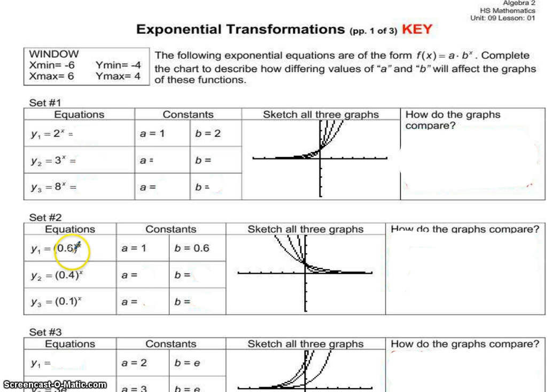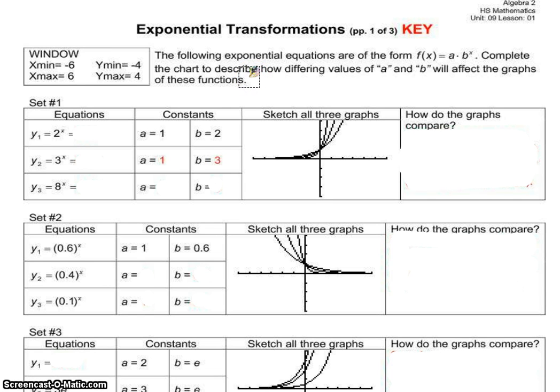So on the first one here, I know that y1 equals 2 to the x power. So what is my a in that? Okay, it's telling me that it's 1, which would make my b, 2. And then they graph that over here. Now what happens if I make my a 3? Is my a 3 here, or is my b 3 here? Okay, this should be a 1 and a 3.